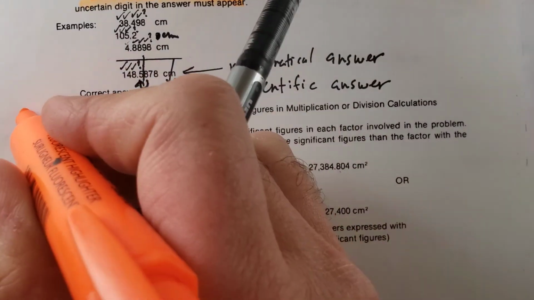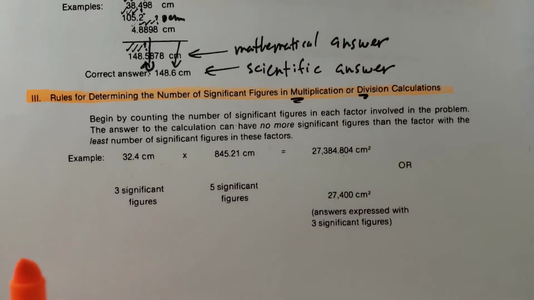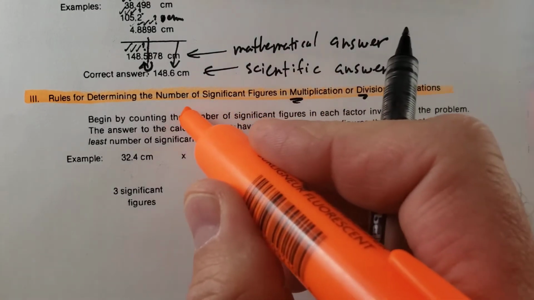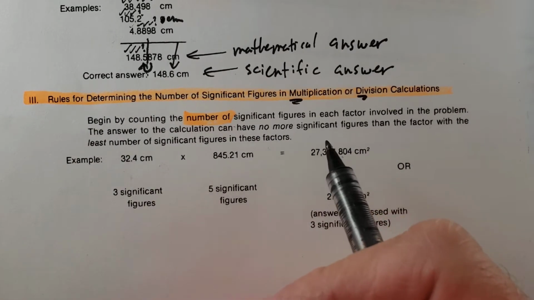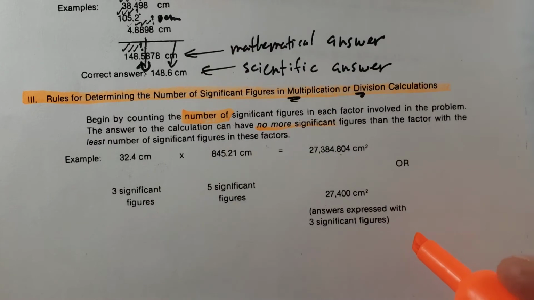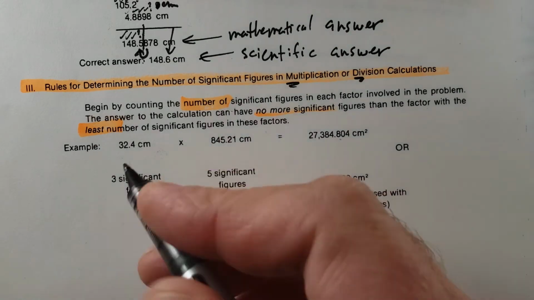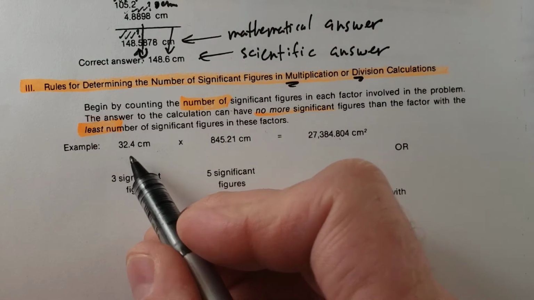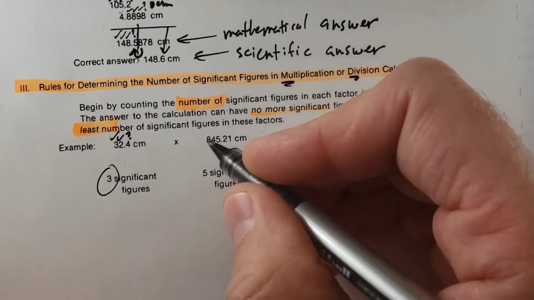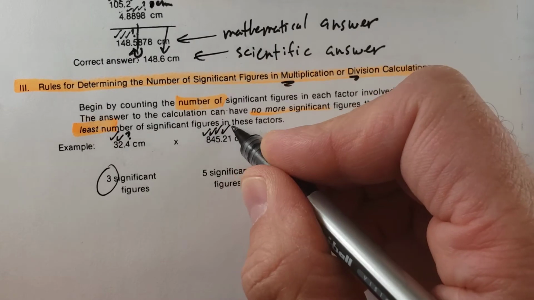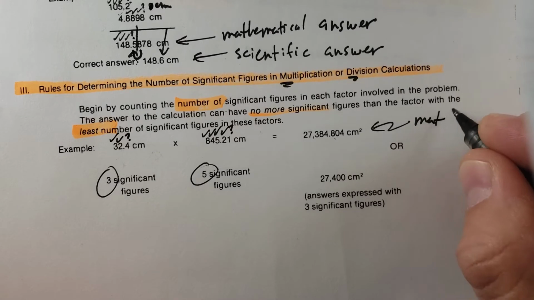Now let's look at multiplying and dividing. It's an easier rule. When multiplying or dividing, begin by counting the number of sig figs in each of the numbers in the question. Then the answer to the calculation has no more sig figs than the factor with the least number in the question. So if I'm looking at 32.4 centimeters, I know that there's 1, 2, 3 sig figs. And 845.21, I know there's 5 sig figs. So again, I get a mathematical answer.